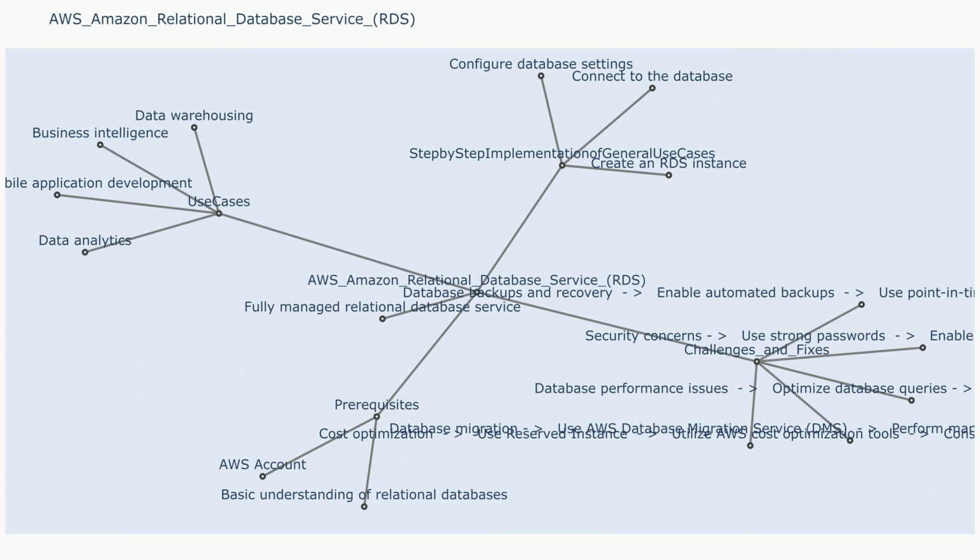Security concerns. Use strong passwords. Set strong and unique passwords for database users and administrative accounts. Enable encryption. Encrypt data at rest and in transit using SSL/TLS to protect sensitive information. Implement access control. Define access policies and roles for database users, restricting access to specific databases, tables, and operations.